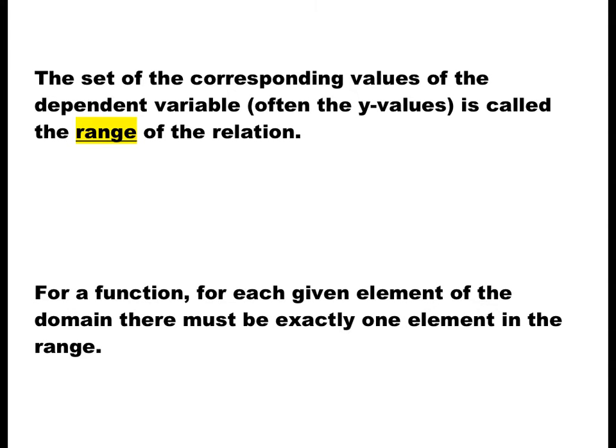Now we are going to go back to our main topic of the lesson, which is a function. And remember that for a function, we said that for every value of the independent variable, we have to have a unique value of the dependent variable. Now, for a function, for each given element of the domain, which is the x value, you must have exactly one element in the range. If you have more than one element, then this is not a function, it's just a relationship.